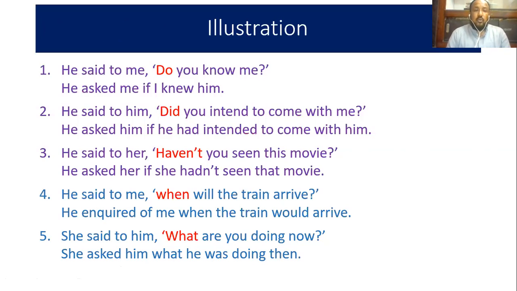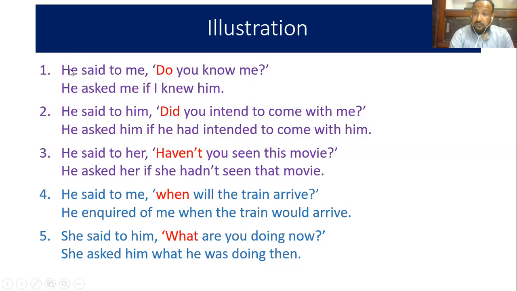He said to me, do you know me? He asked me if I knew him. Since the reporting verb is in past tense, the tense will be changed. So I have used if instead of do. You means I, and then knew because of the tense. Me is first person, and first person is changed according to the subject. The subject is he, and me is an objective case.